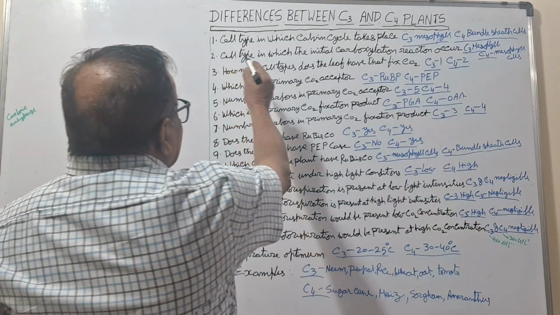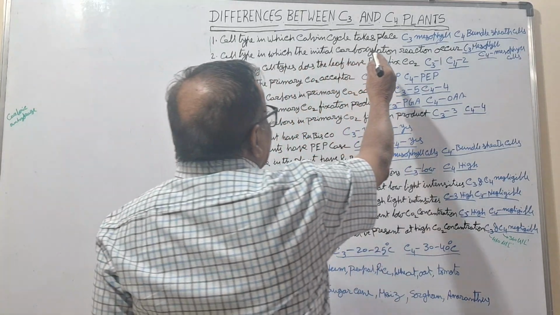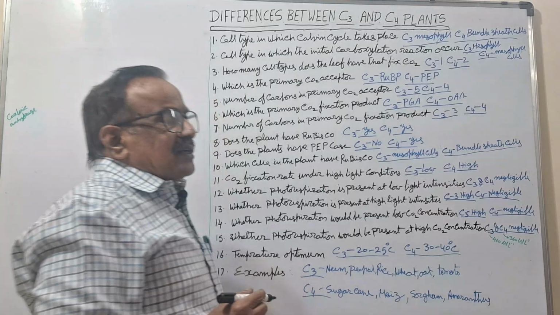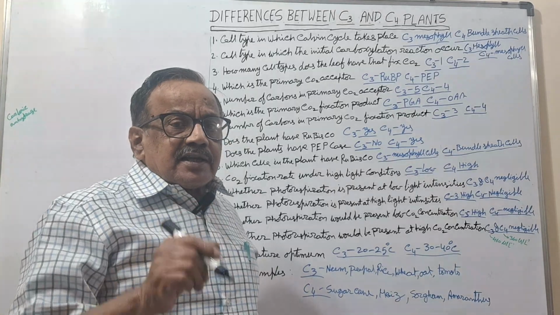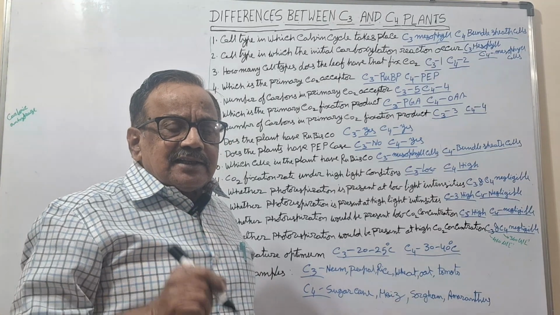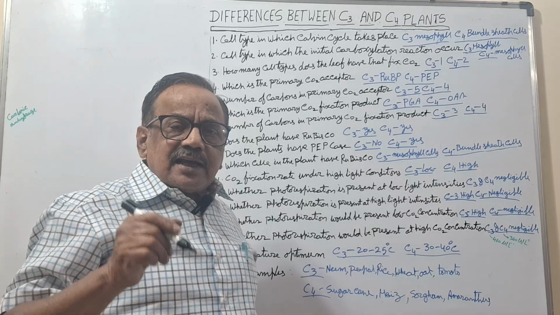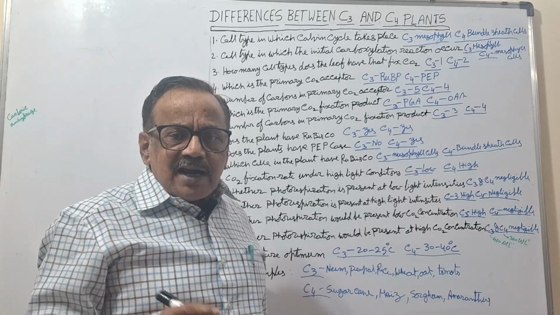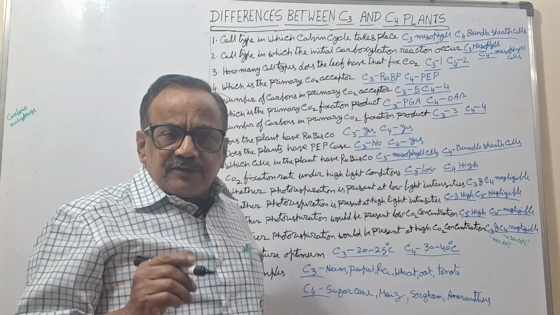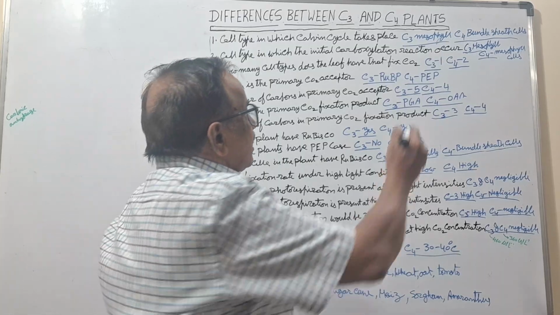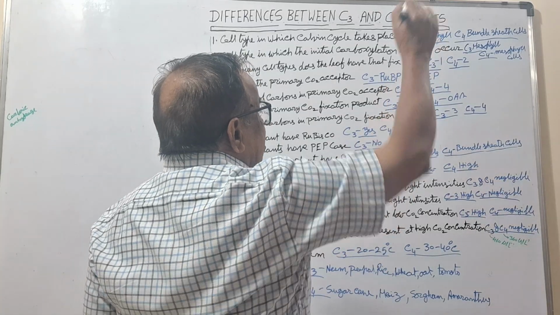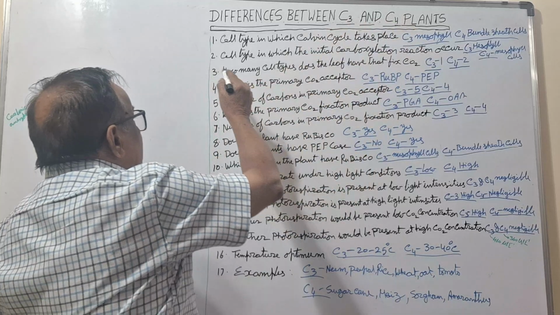Now, first, the cell type in which the Calvin cycle takes place. The Calvin cycle is compulsory for any type, either C3 or C4. The Calvin cycle takes place in the mesophyll cells in C3 plants and in the bundle sheath cells in C4 plants. That is, only C3 mesophyll and C4 bundle sheath cells.